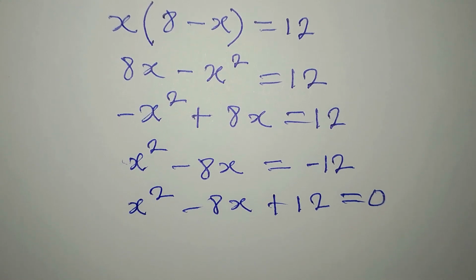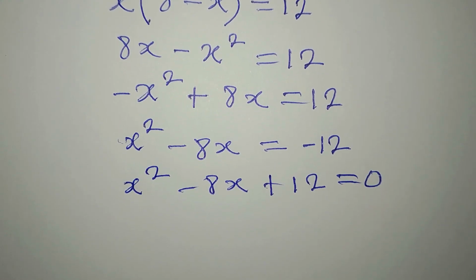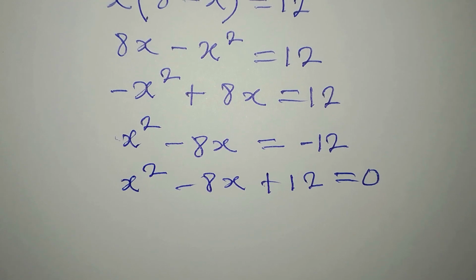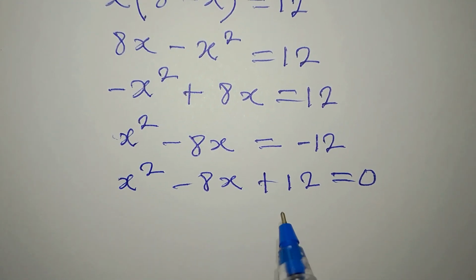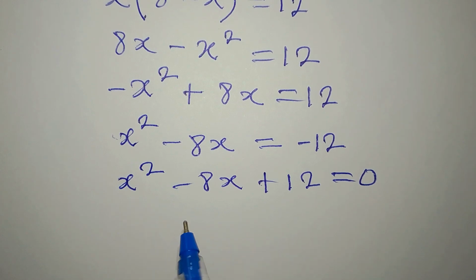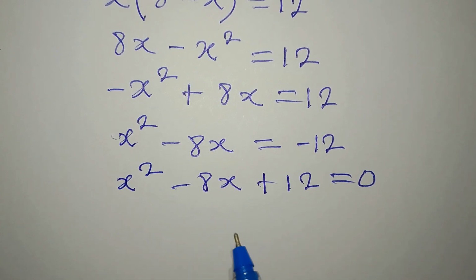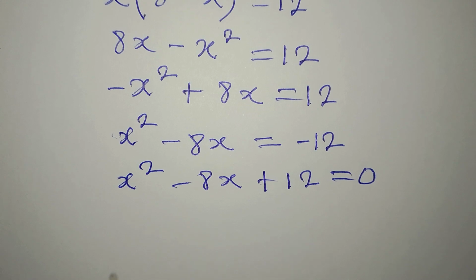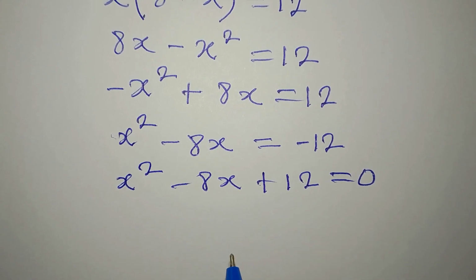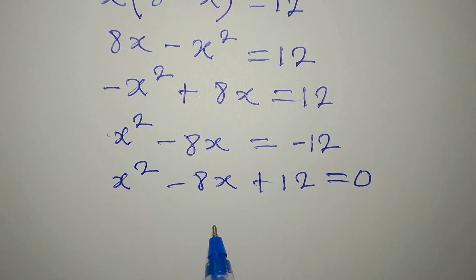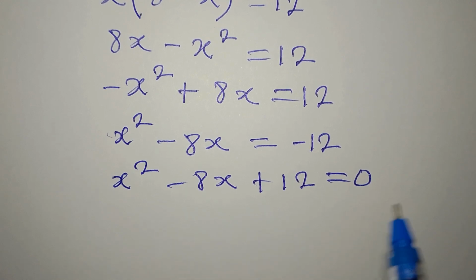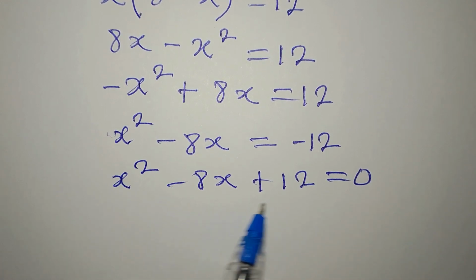So the question is, what method would you want us to use? At times when you have this kind of problem, you look at it very well. Is it something you can factorize? If yes, factorize. If you cannot factorize, you use the general formula method. That's why they call it general formula, because it can be used to solve all problems on quadratic equations. Now, let's see if this can be factorized.